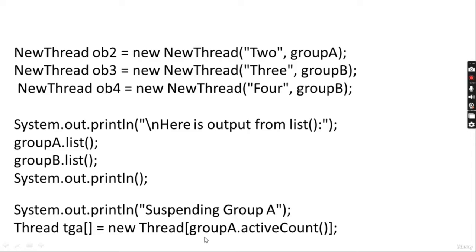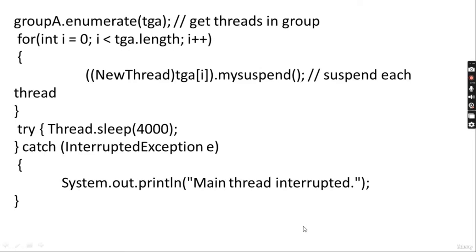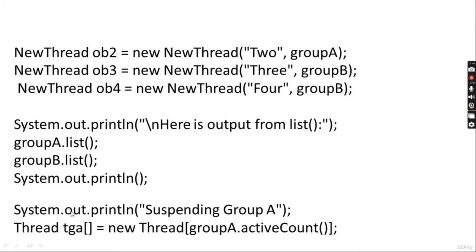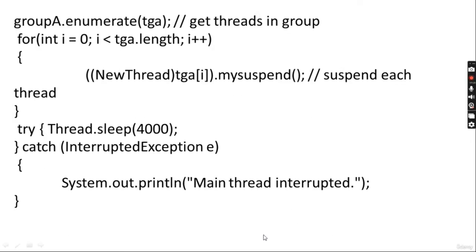Then suspending group A. So Thread tga is equal to new Thread[groupA.activeCount()]. Okay. So how many threads in this list are active? That count will be returned. So this count will be your current size of the array of threads. Then groupA.enumerate. Okay. So get threads in a group. For this particular tga.length, the thread group array, that is the active group array, what we are doing, all threads we are suspending.